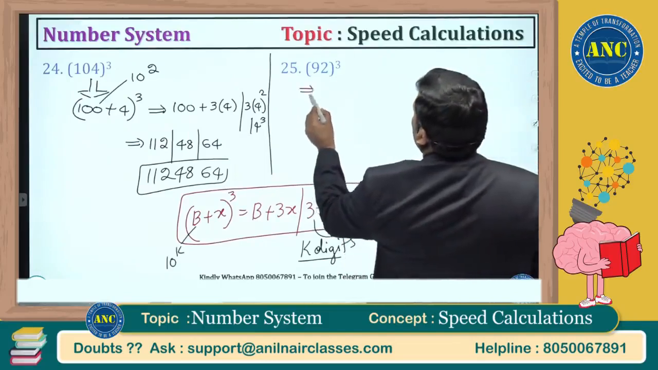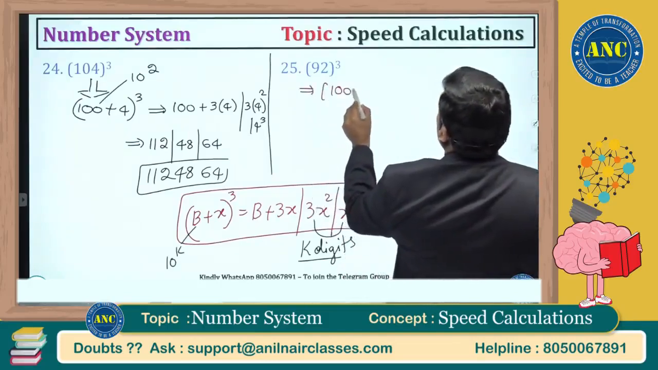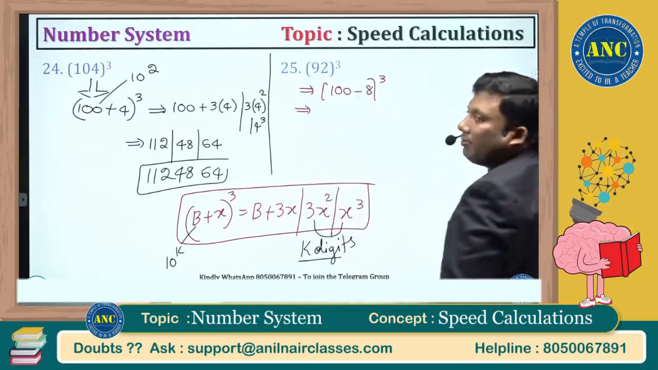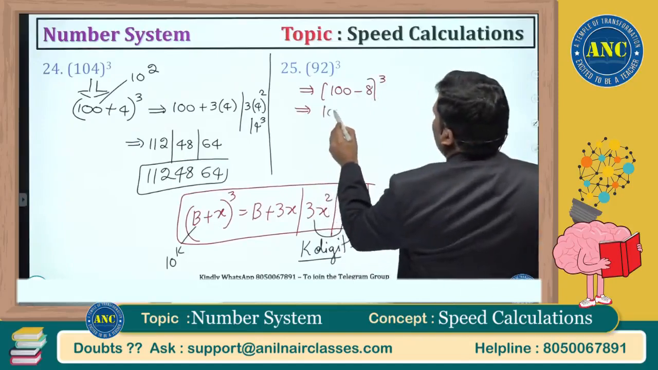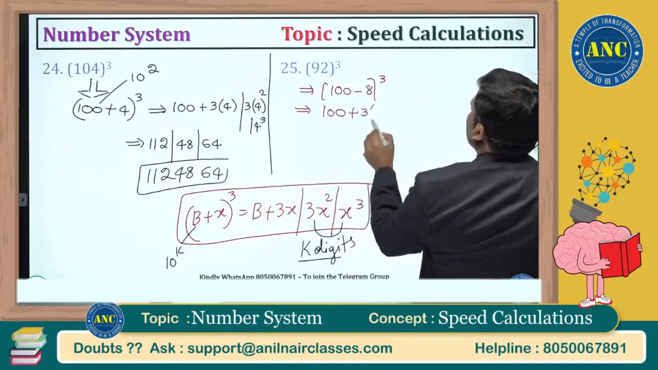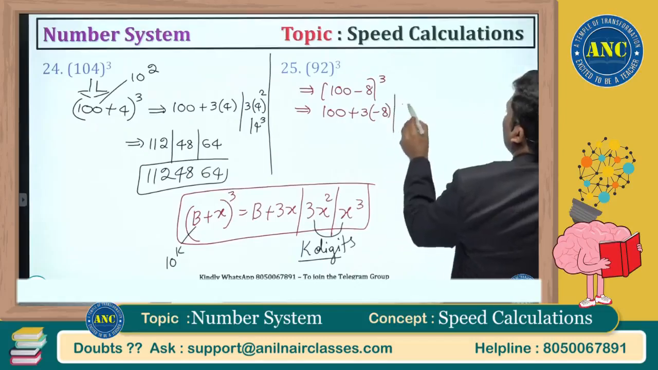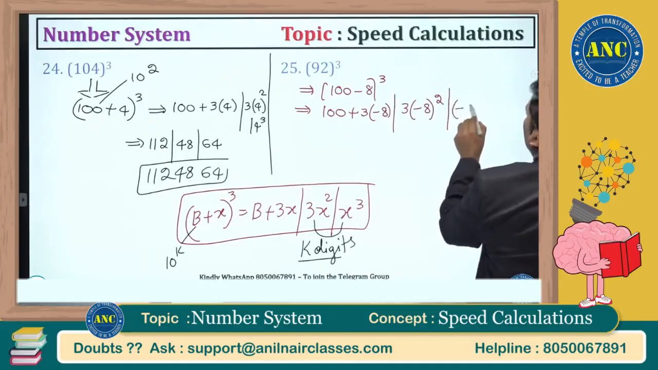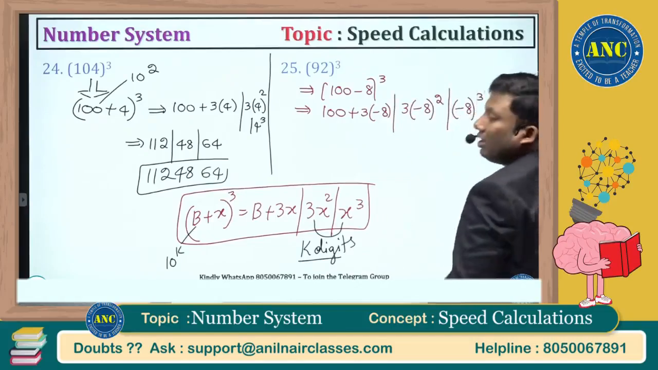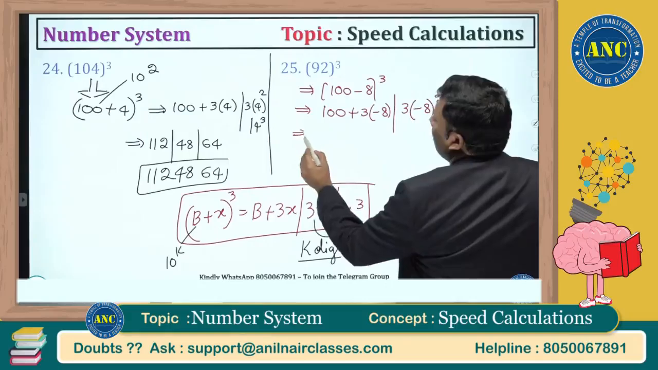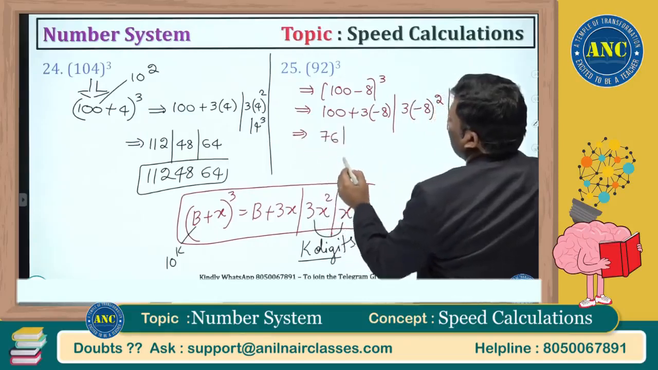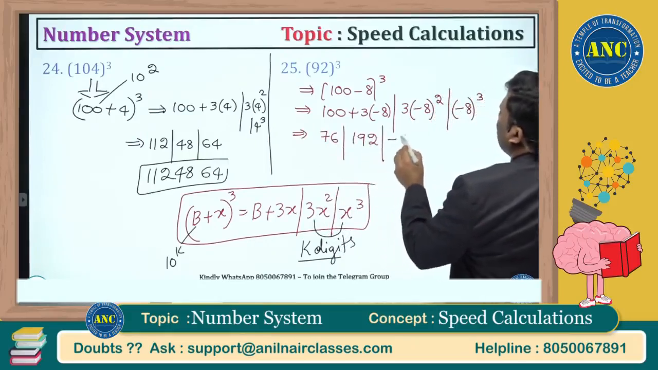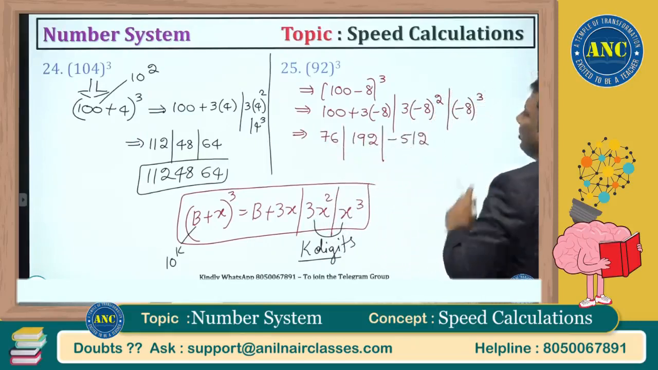92 cube. This is a very good question. It is (100 minus 8) power 3. So this will become b plus 3x. Next it is 3x square. Next it is x cube. 100 minus 24, 76. 64 3s are 192. Minus 8 cube, it is minus 512.